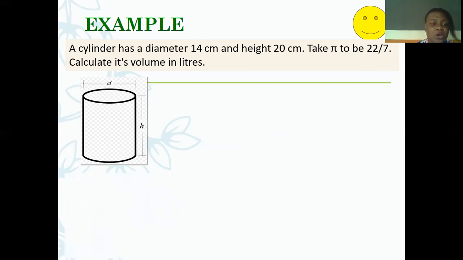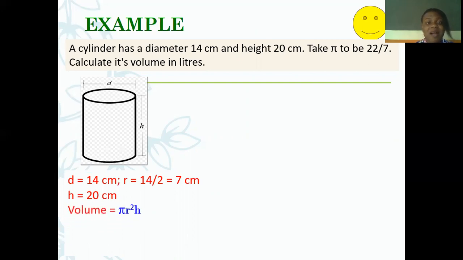So let's write out what we have. First of all, the diameter is 14, but to avoid any confusion, let's try to get the radius, since we are used to pi r squared h. Remember that the radius is half of the diameter, so that is 14 over 2, which is 7 cm. Now the height is 20 cm. Okay, so that's the height.